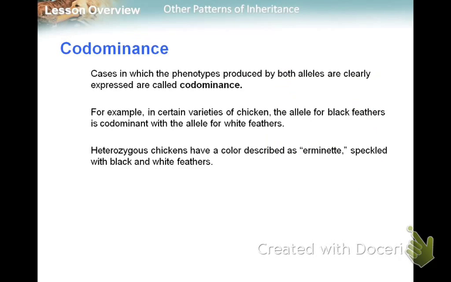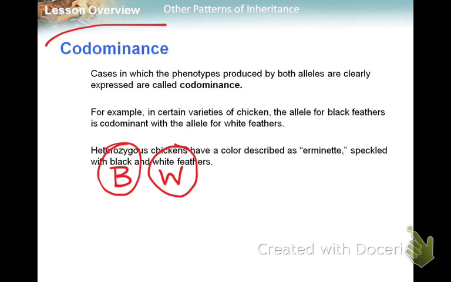Let me just go back to that. I thought there was an example. Here you can also use two different letters. B for black, W for white. Just make sure that you know what your situation is. If you're going to use the same notations for incomplete dominance and codominance, you know which condition you're working through because that's going to affect your answer.